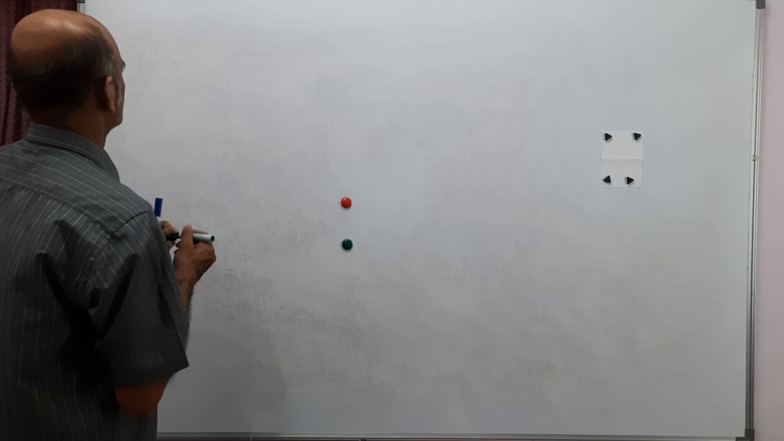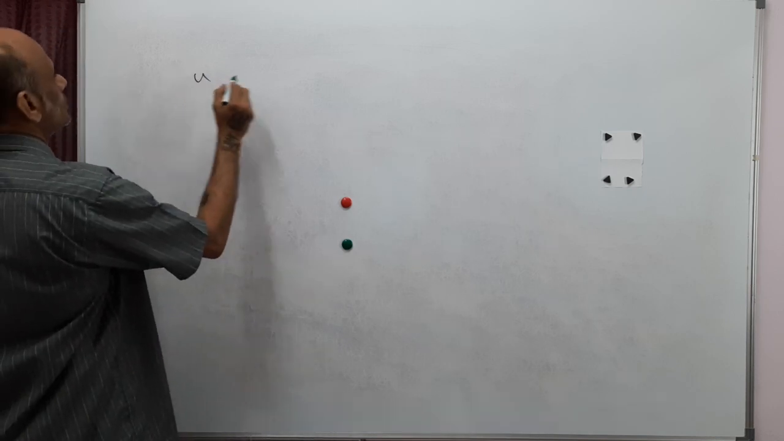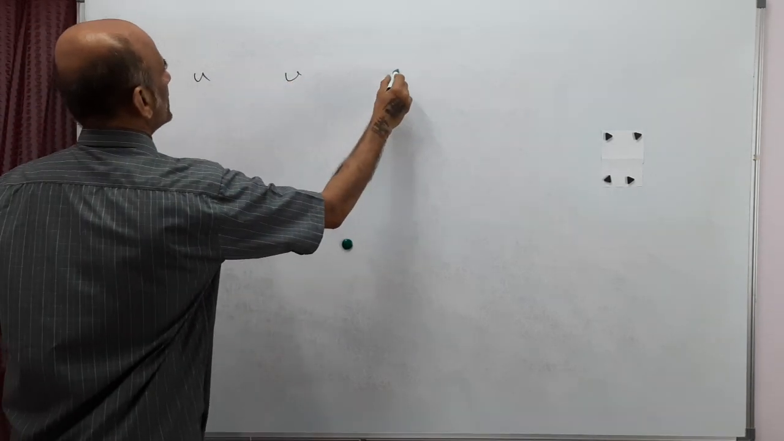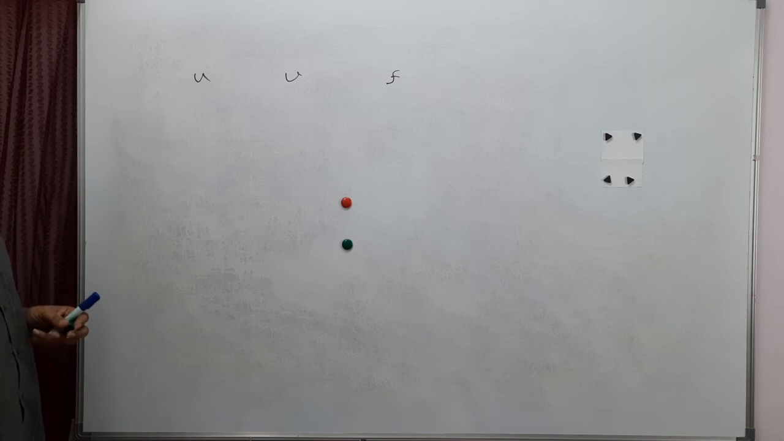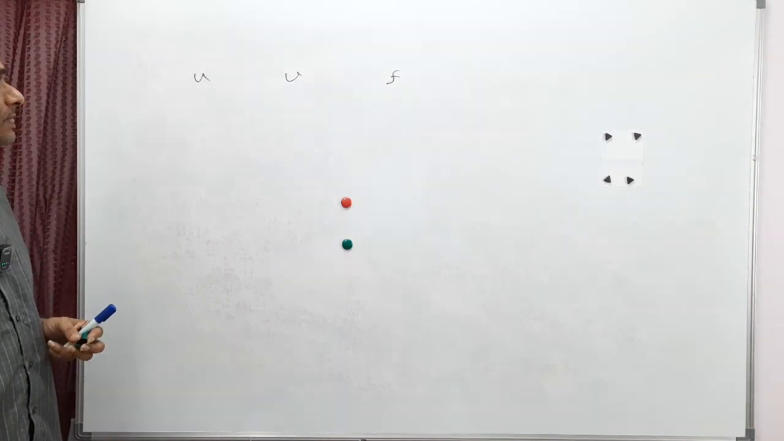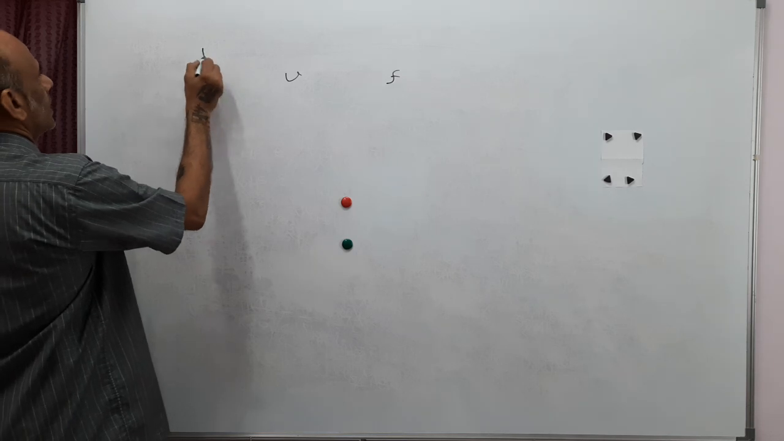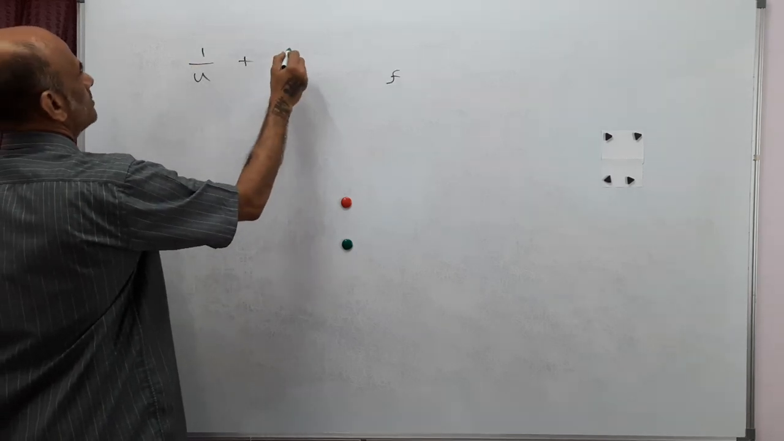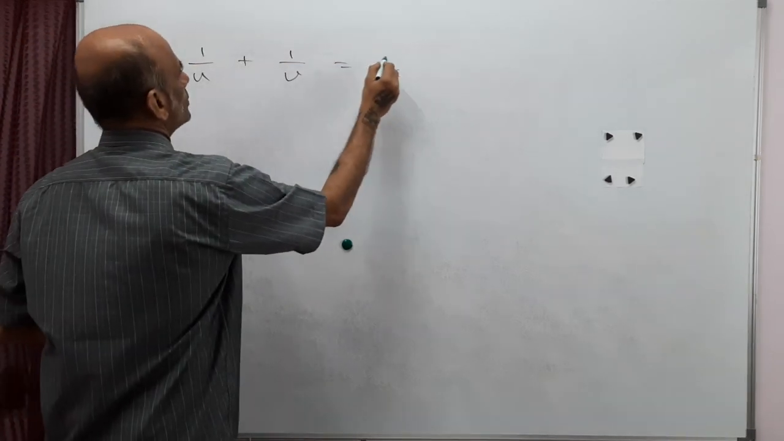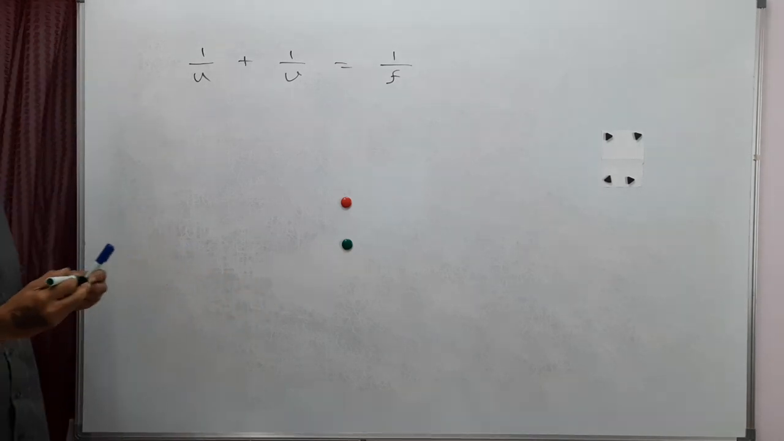The mirror formula relates u, v, and f. u is the object distance, v is the image distance from the mirror, and f is the focal length of the mirror, as 1 by u plus 1 by v equal to 1 by f.